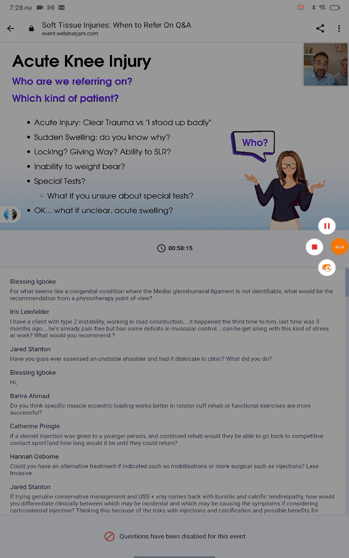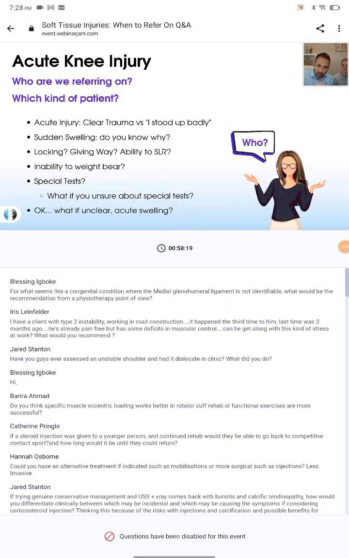So that's something that I've always remembered. So do you know why they've got that sudden swelling? And if not, do you need to investigate it appropriately?